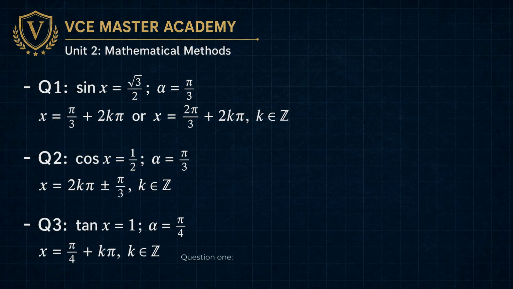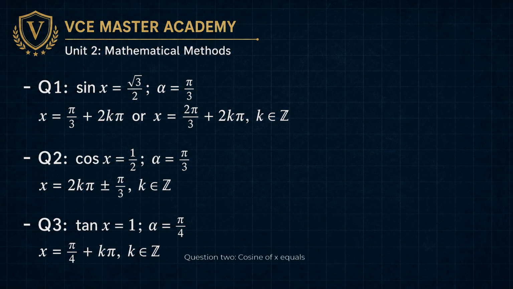Question 1. Sine of x equals root 3 over 2. Find one angle: pi over 3. The mirror is pi minus pi over 3, 2 pi over 3. Add k. X equals pi over 3 plus 2k pi, or 2 pi over 3 plus 2k pi. K is any integer.